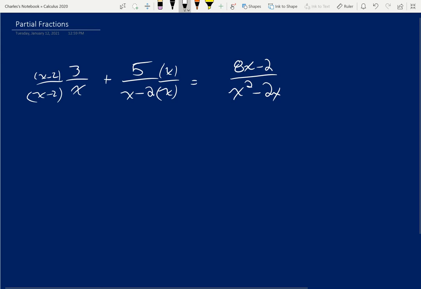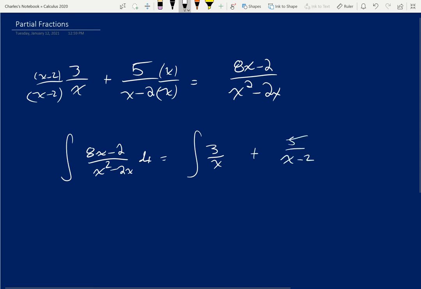Well, let's say you had the integral of (8x minus 2) divided by (x squared minus 2x) dx. You might look at it first and say, oh, maybe there's substitution, because I could let u equal x squared minus 2x, and then the derivative would give me something like what's on the top. Realistically, the easier way to do this one would be using partial fractions, using this knowledge that this is equal to the integral of 3 over x plus 5 over x minus 2.